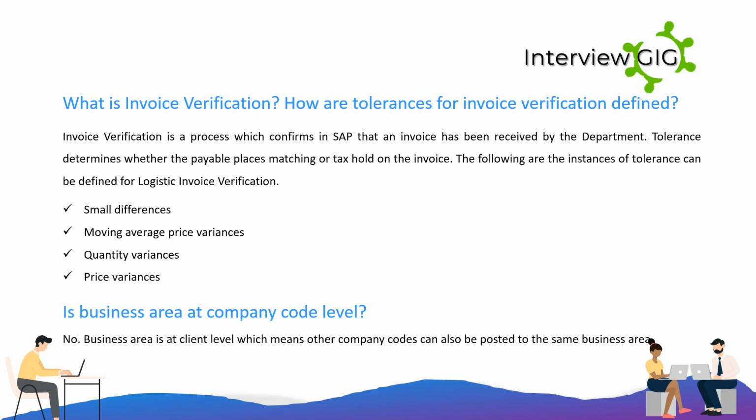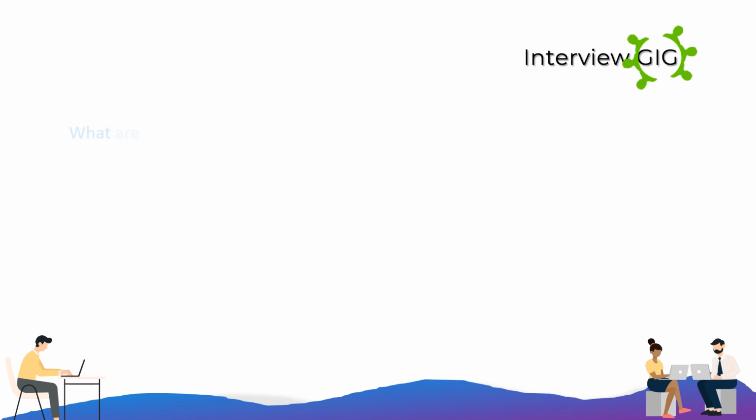Is business area at company code level? No. Business area is at client level, which means other company codes can also be posted to the same business area.